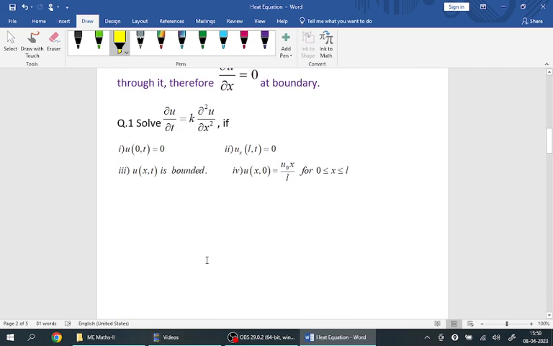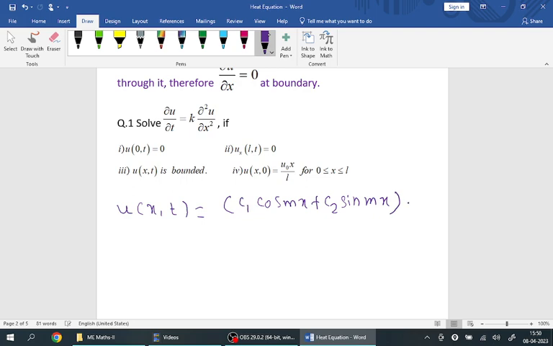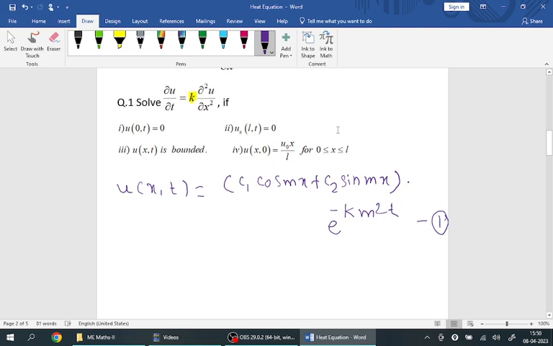So the general solution u of x, t will be c1 cos mx plus c2 sin mx into e raised to minus, there is c square, so here it is just k, because c square is k in this case, m square t. So this is equation number one. That is the general solution of one-dimensional heat flow. Why did we start with one-dimensional heat flow? Because the equation we are given, dou u by dou t, represents the one-dimensional heat flow equation. So we write the general solution.